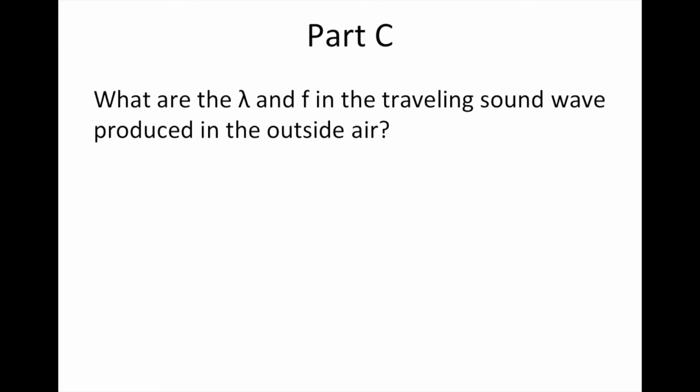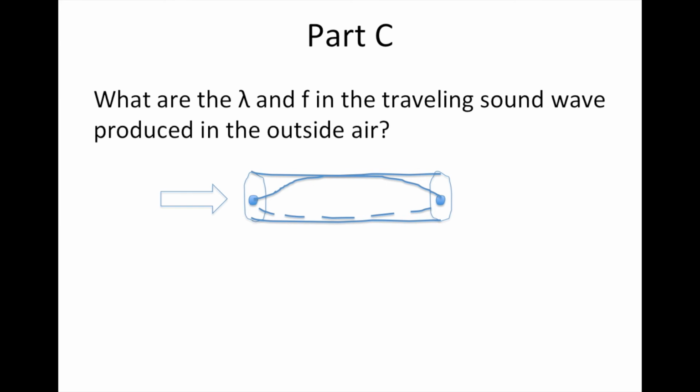Finally, part C reads, what are the wavelength and frequency in the traveling sound wave produced in the outside air? So if we bring back our sketch from the first part of the problem, this will make it really easy to understand. Because the organ pipe is open on either end, that allows air to freely travel between the inside and outside of the tube. This means that the air inside the pipe and outside the pipe are under similar conditions. When the conditions are similar, whatever frequency causes the pipe to resonate will be the same frequency that travels in the outside air of the system.